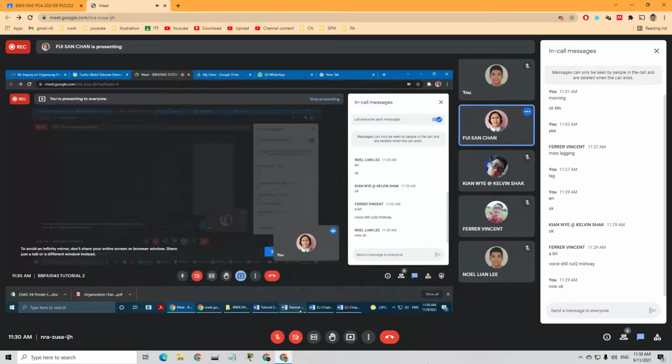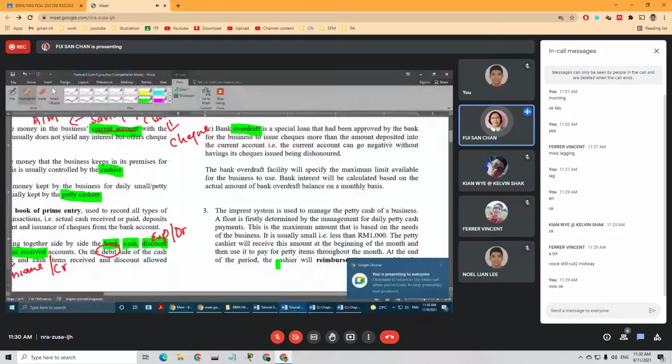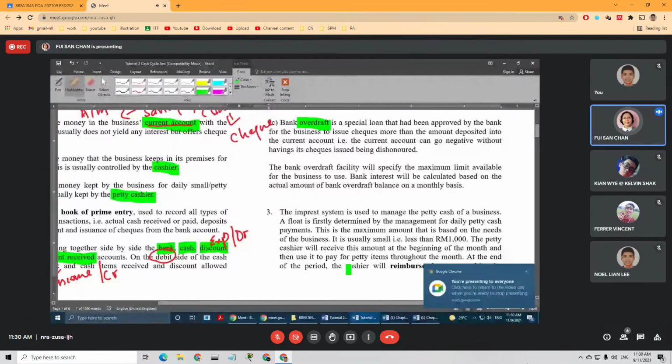Question three asks, what is an imprest system? How does it work? Now for petty cash, you must understand what the imprest system is. If we set a petty cash of 500 per month, and I use up 430, then I only reimburse 430. Make sure every month it starts with 500. This is what we call an imprest system.